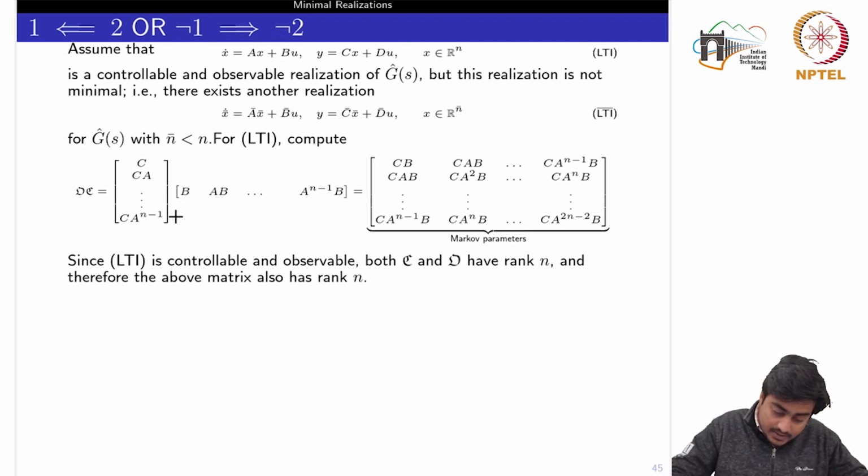Now since this LTI system is controllable and observable, both matrices have rank n. Therefore the above matrix would also have rank n, because for the multiplication of the observability and the controllability matrix, the rank won't change.